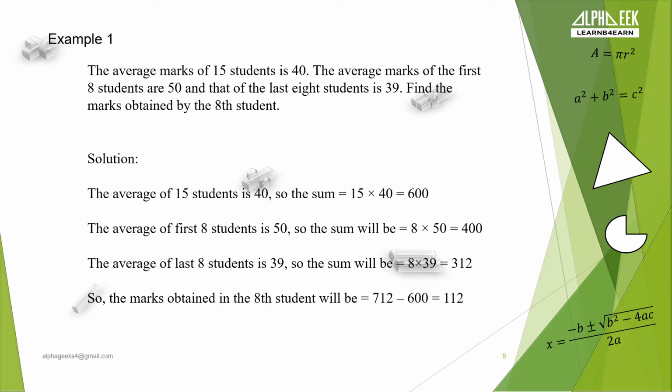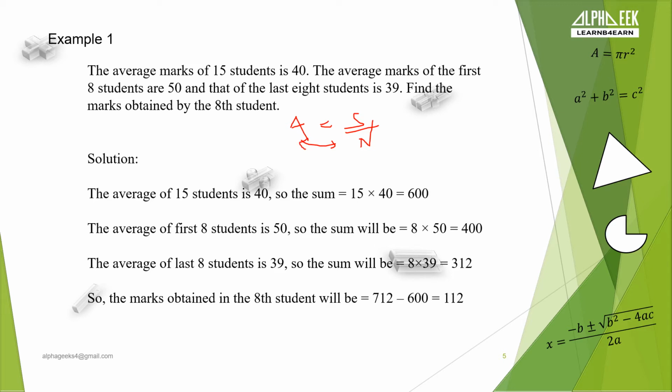Number one: the average marks of 15 students is 40, and the average marks of the first 8 students is 50, and the last 8 students is 39, correct? So we have to find the marks obtained by the 8th student. Now see, we know average is equal to the sum of all terms upon the number of terms, correct? So if we want to find the sum of all terms, we just need to multiply the average and the number of terms.